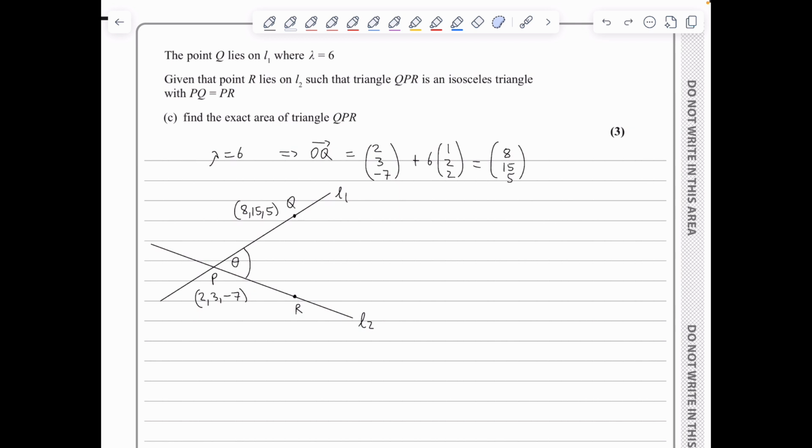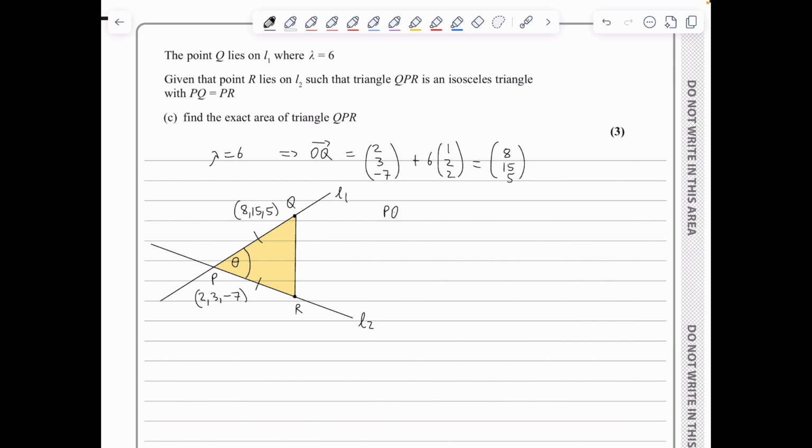We already determined that they meet at the point P with coordinates 2, 3, -7, and Q has coordinates 8, 15, 5. The angle between the two lines is theta. If I join Q and R together, we're trying to determine the area of the shaded triangle shown here. So it makes sense to try and find the length of PQ, because we have been told that PQ and PR are the same, because PQR is isosceles.